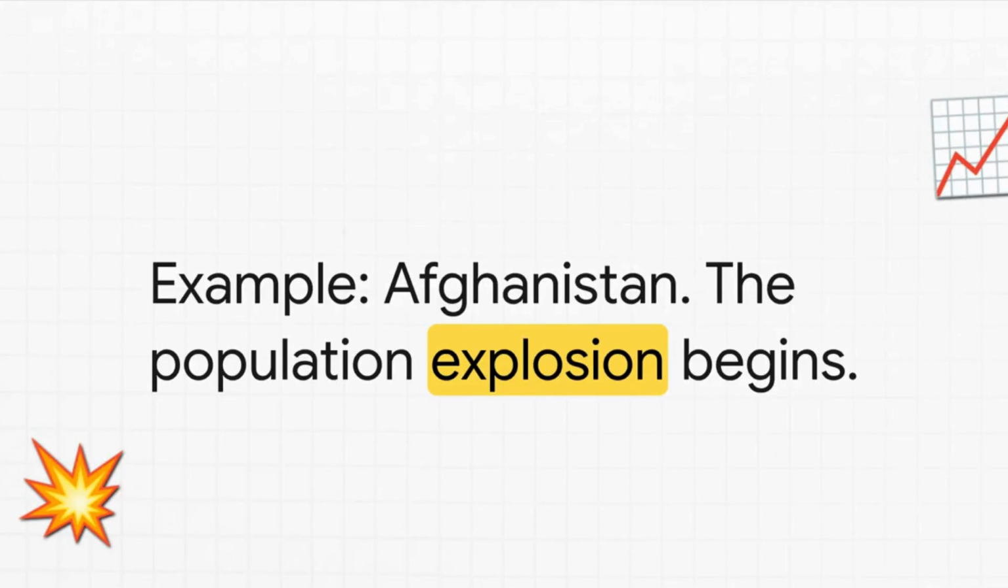Just look at the graph. See that death rate line just plunging down while the birth rate line is still way up high? That giant gap opening up between them? That is the population explosion. A lot of countries in South Asia and Africa hit this stage during the 20th century. A perfect modern-day example? Afghanistan.